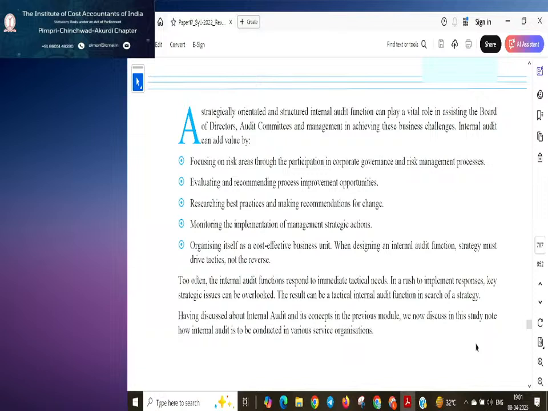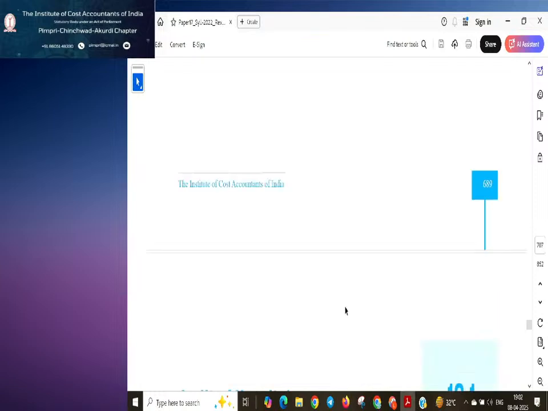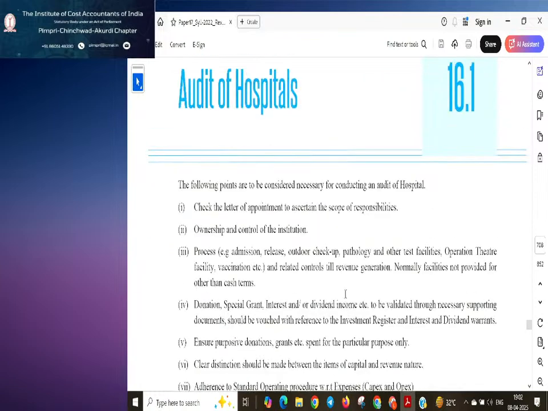So before an external audit happens, it's not like you wait for that external auditor to come and see. An internal audit itself is an internal control check that happens. That is a continuous process. Okay. So evaluating and recommending the process improvement opportunities then and there. Then researching the best practices and making recommendations for change. Monitoring the implementation of management strategic actions, and organizing itself as a cost-effective business unit when designing an internal audit function. Strategy must drive tactics and not the reverse. Okay, so those are the main things about why an internal audit is carried out.